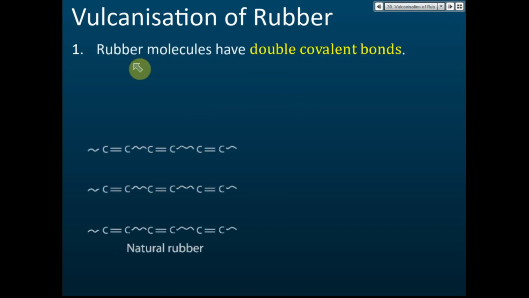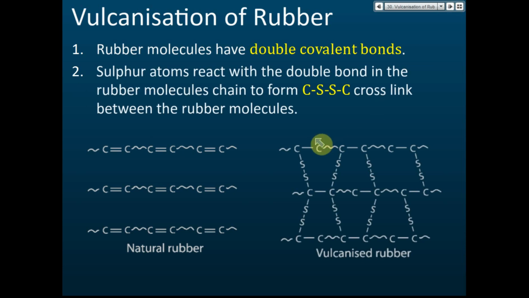When you add sulfur into the rubber, this is a rubber molecule, and inside this molecule there are still double bonds. The sulfur will be added into the double bonds, and it will form a C-S-S-C cross link, carbon sulfur sulfur carbon. So you add sulfur, then it forms a cross link. This carbon and this carbon form a bond through the C-S-S-C cross link.